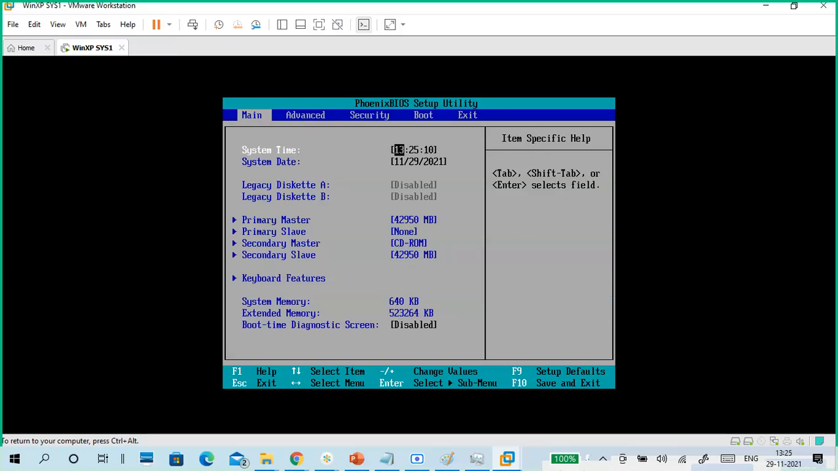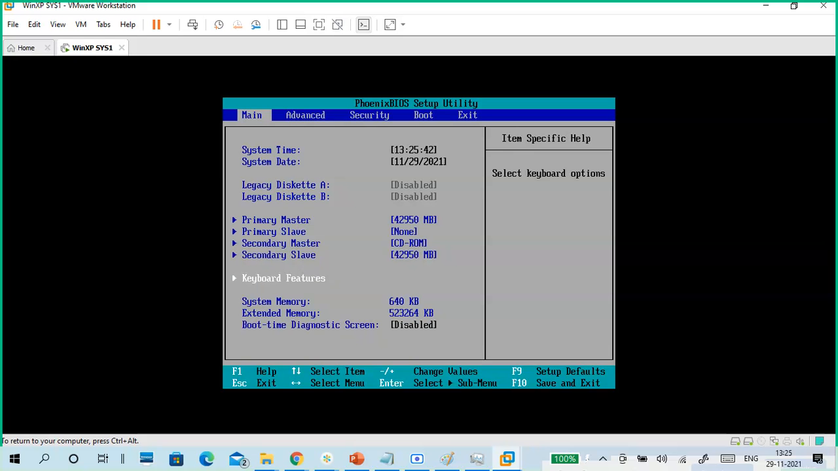Guys, are you able to view the BIOS setting? Very good. See, you can see system time, so it is a computer time, my machine's time and date. And also you can see primary master and primary slave. It means it's a 40 GB hard disk I inserted. Two hard disks are there. Not one hard disk, two hard disks I inserted. And this is the CD-ROM.